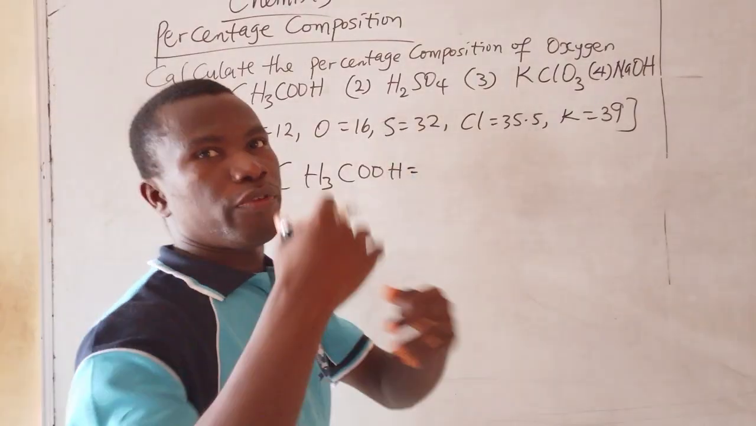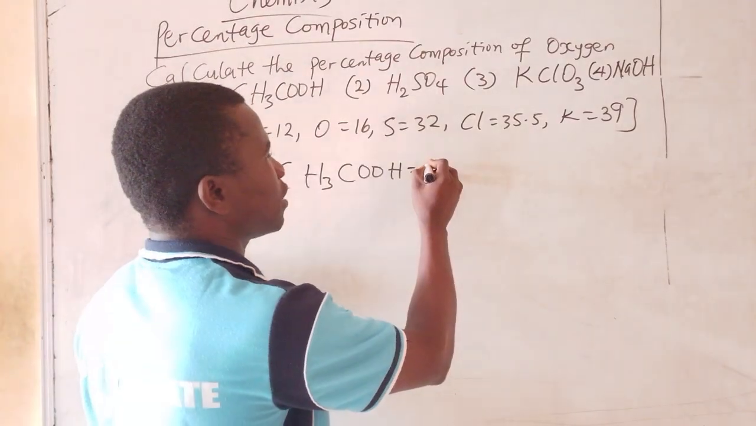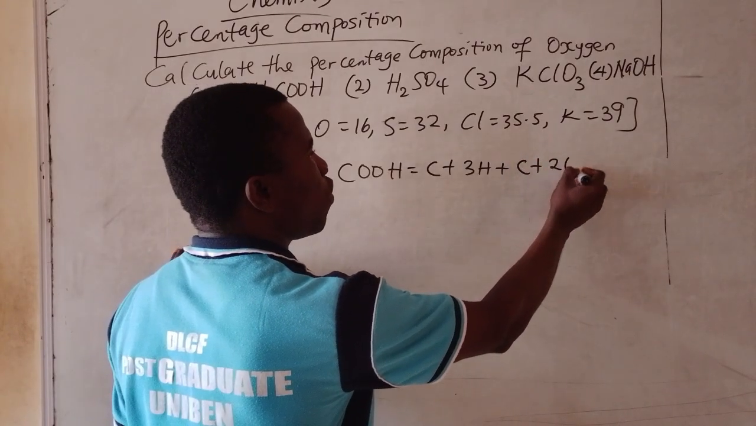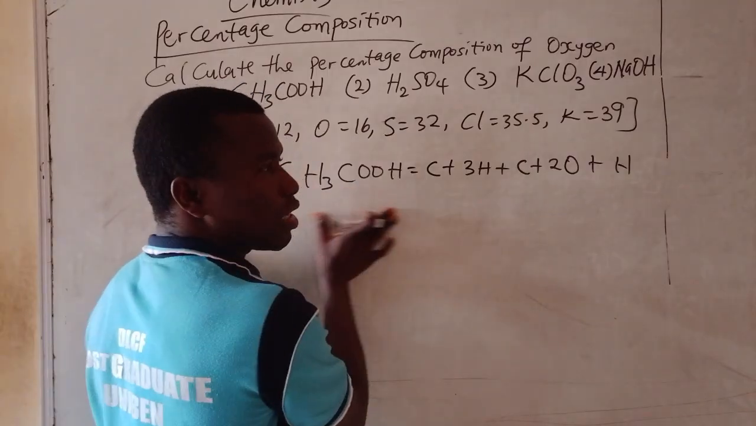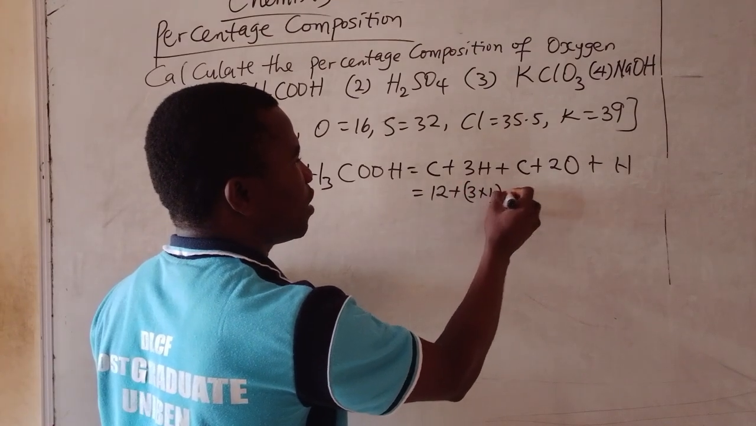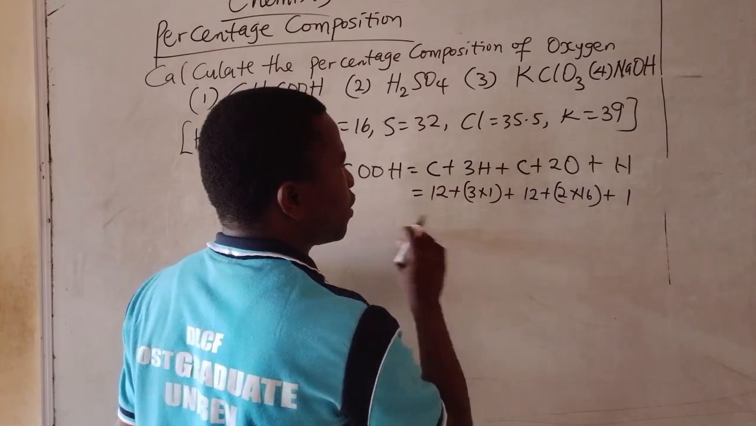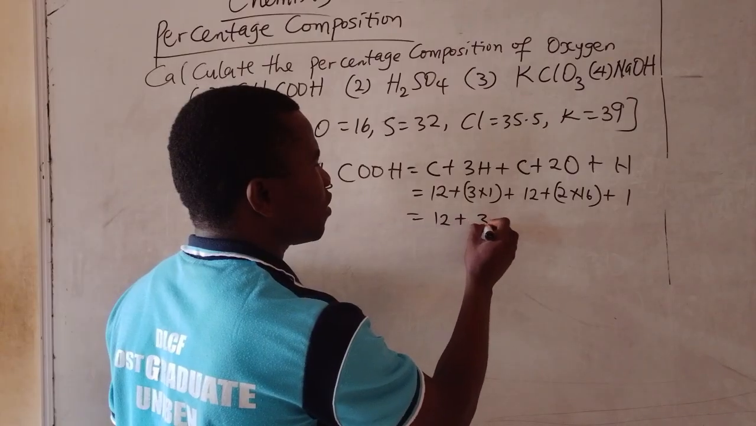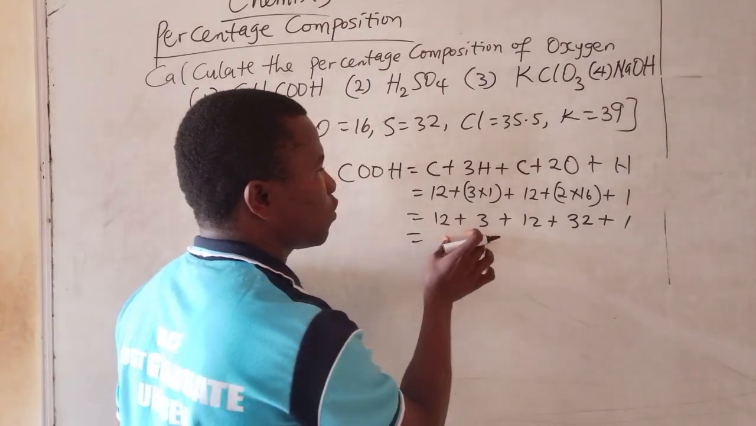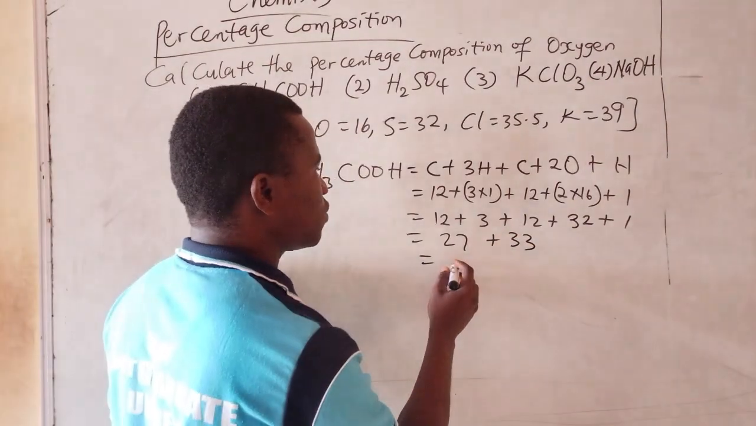If you check my previous video, you see I have already demonstrated how to calculate molar mass. I'm going to do that here again. That's C plus 3H plus C plus 2O plus H. These are the components. So you have 12 plus 3 times 1 plus 12 plus 2 times 16 plus 1. When you add up everything, you have 12 plus 3 plus 12 plus 2 times 16, which gives us 32, plus 1.